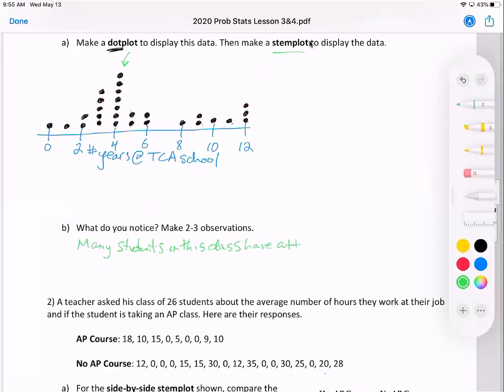I've attended, and maybe I'll say like 3 to 4, because that was our mode, our high points. Attended 3 to 4 years. So that's the majority. Maybe another observation you can make is this section right here. There's quite a few students who are from the 8 to 12 years, and there's kind of 2 groups. So maybe we'll say that we have 2 groups of students.